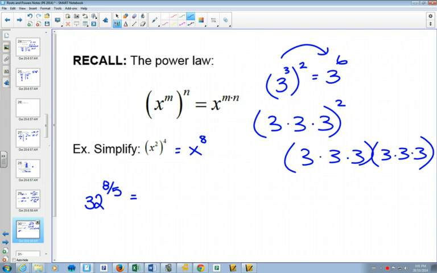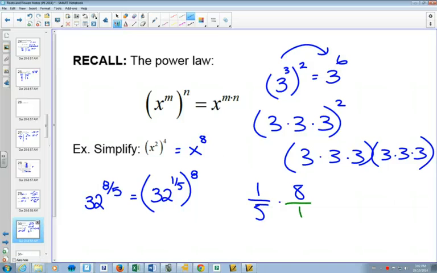And if you did 8 of them, you'd have 2 times 2 times 2 times 2 times 2, 8 times. Exponent law here says, power law says multiply, but how do you multiply fractions? You make 8 as 8 over 1, multiply the tops, multiply the bottoms. That's the same as 8/5, but then you can say, I know 32 to the 1/5 is 2, and then I have 2 to the 8, and 2 to the 8th is?